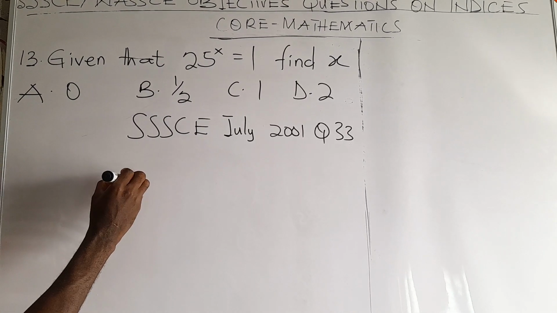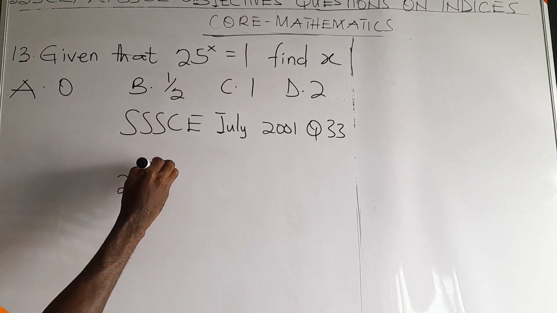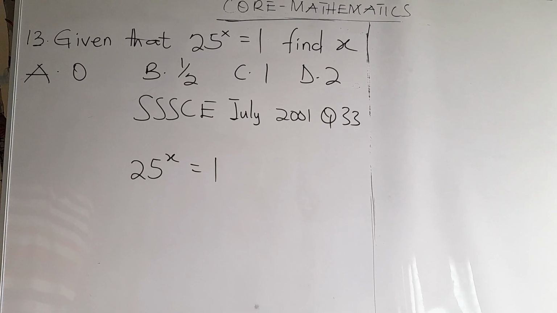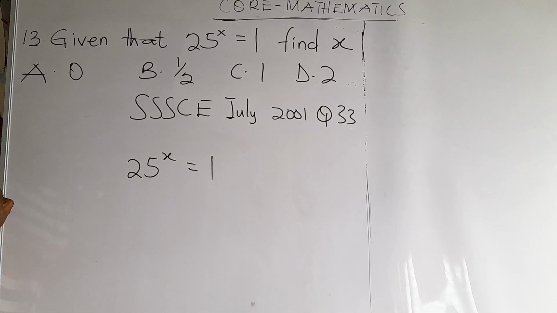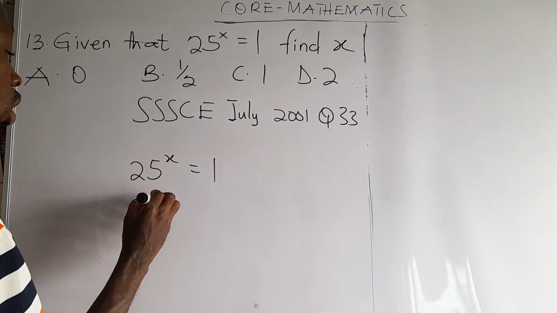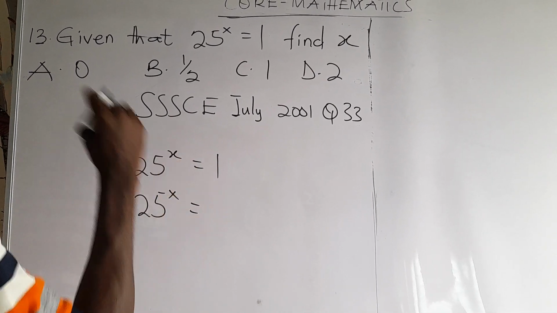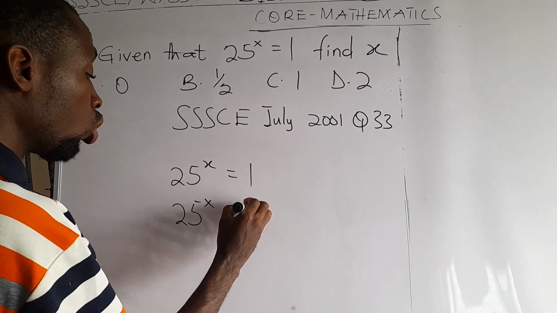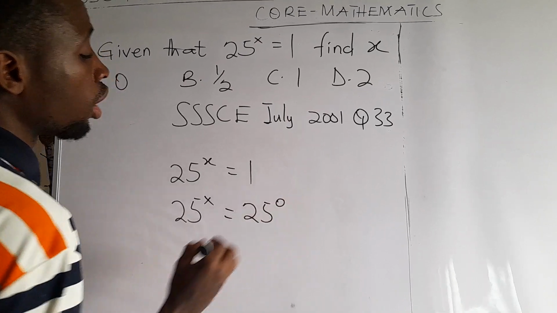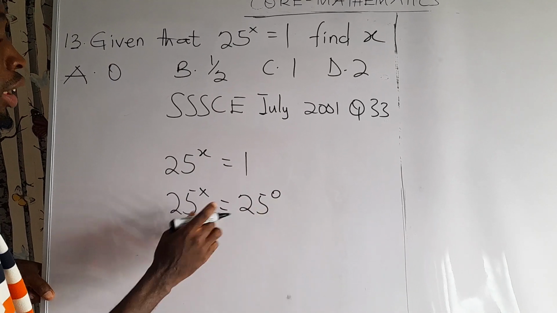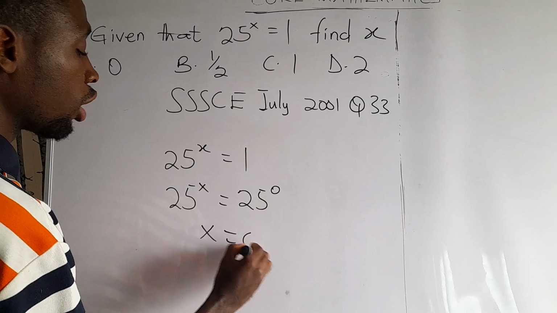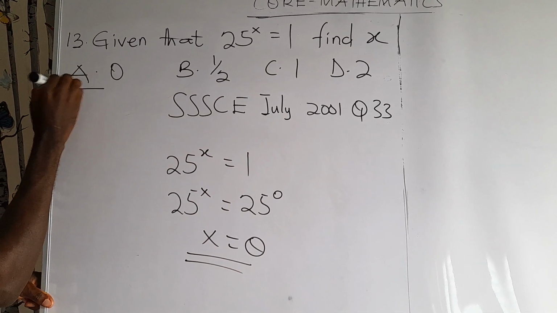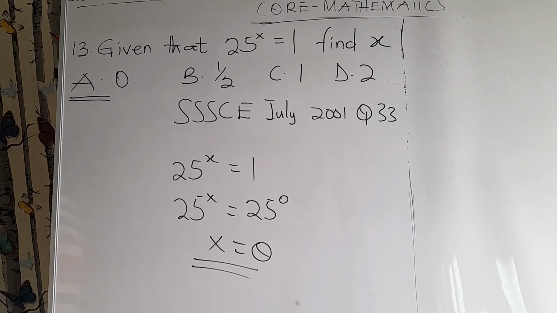Now how do we solve this? 25 exponent x is 1. Now we have to make sure that the bases are the same. When the bases are the same, we are free to equate the exponents. So we have 25 exponent x. Is it any number exponent 0 is 1? So we can write 1 to be 25 exponent 0. Look at it, the bases are the same. We are free to equate the exponents. So x is nothing but what? 0. So the correct answer is A. I hope you had it correct.